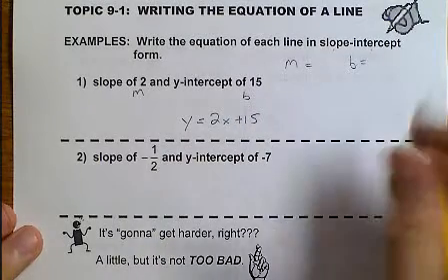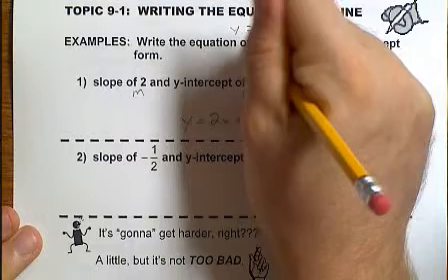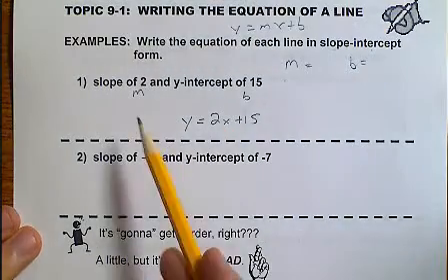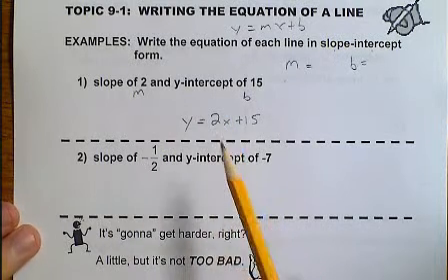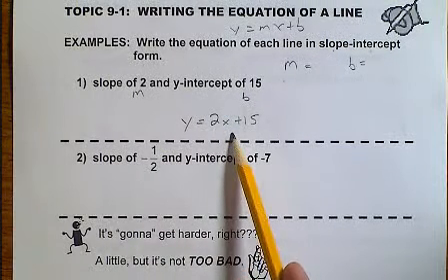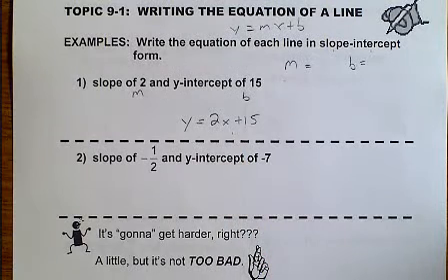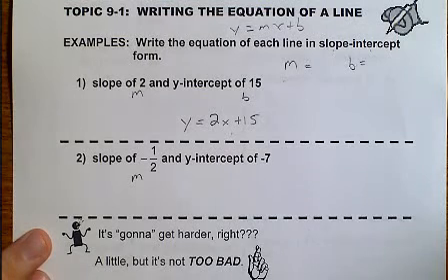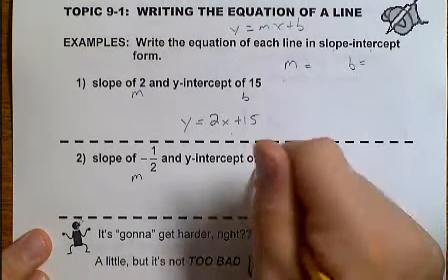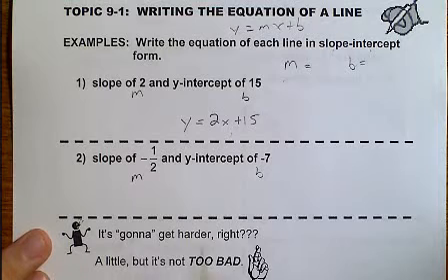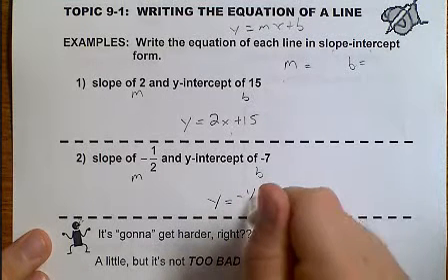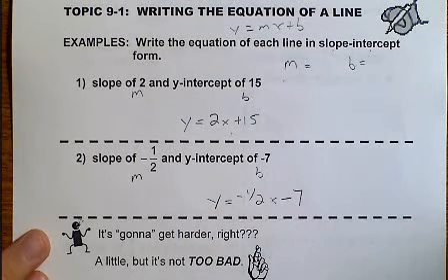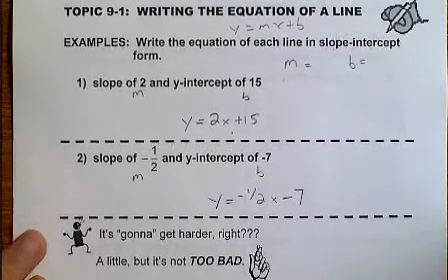Remember that slope-intercept is y equals mx plus b. So if they give you the slope and they give you the y-intercept, they've given you the equation. You just have to write it out. So let's try it again. This time I have a slope of negative 1/2 and I have a y-intercept of negative 7. Again, life is very simple. Y equals negative 1/2 x minus 7. So, again, not real hard.